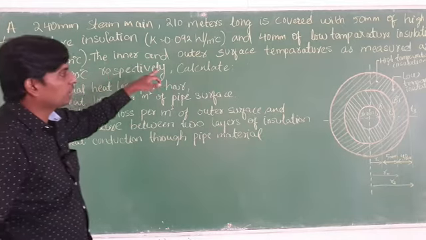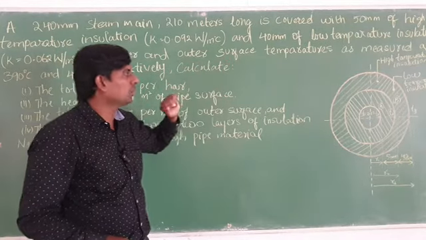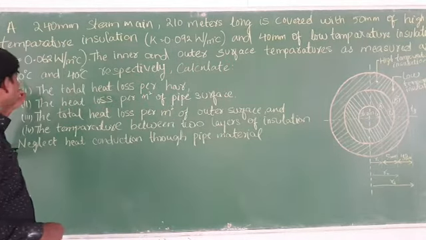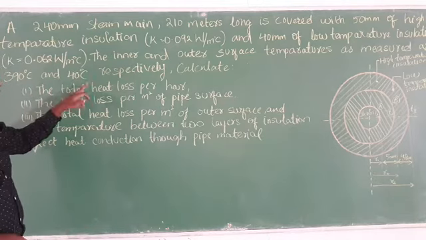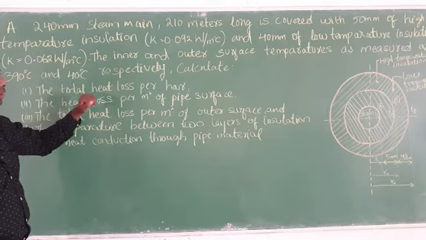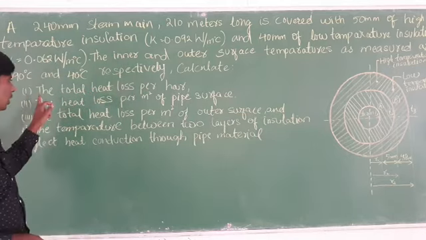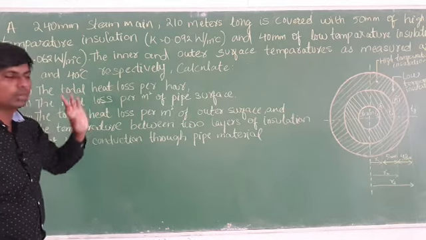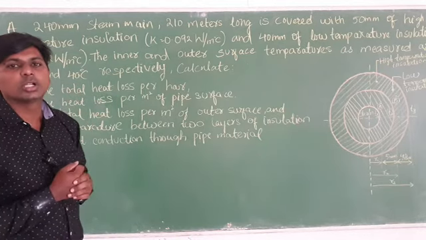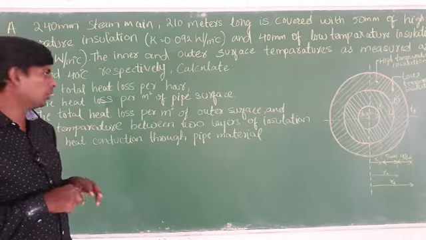The inner and outer surface temperatures are measured as 390 degrees and 40 degrees respectively. Calculate what? The total heat loss per hour. That is what you have to calculate.